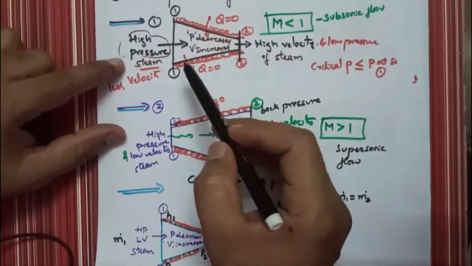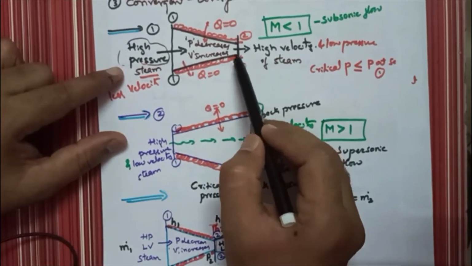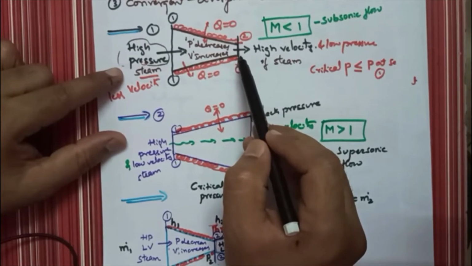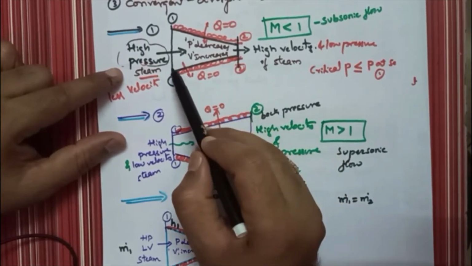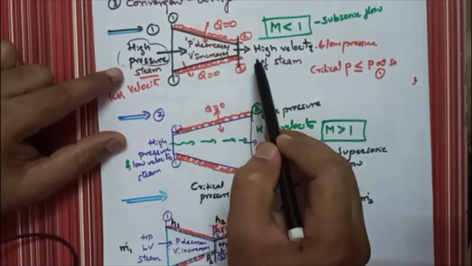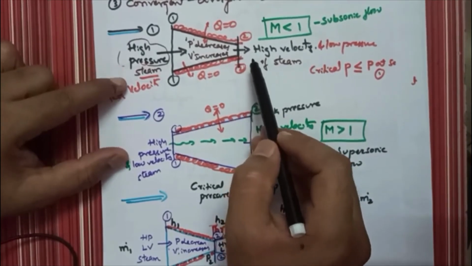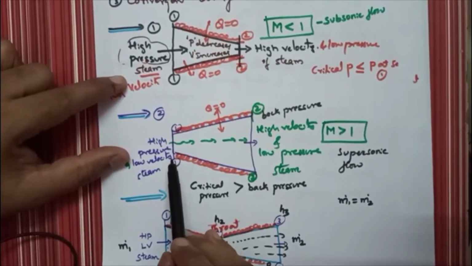Understood? But here the critical pressure is here. If the critical pressure is more, the fluid will flow from section 2 to section 1. Understood? So the critical pressure should be less. So at section number 2, the pressure is less. Here at section number 1, the pressure is more.